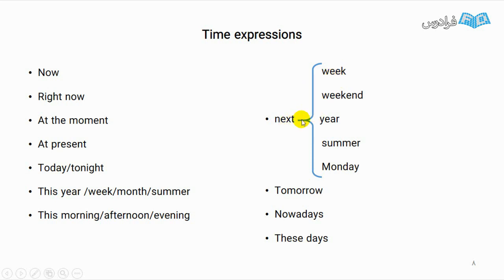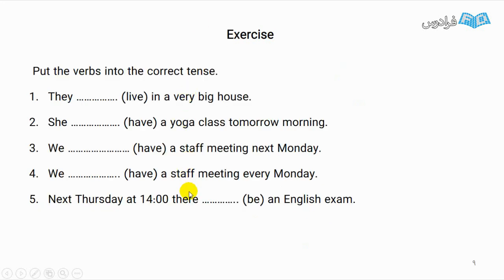Next week, next weekend, next year, next summer, next Monday, or tomorrow. We have some time expressions like nowadays or these days. They show us that something is in progress now. Let's do this exercise. Put the verbs into the correct tense.